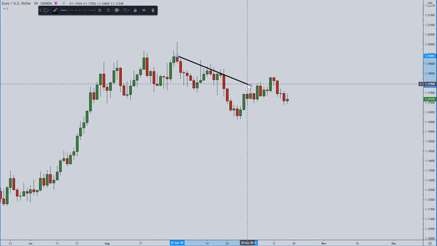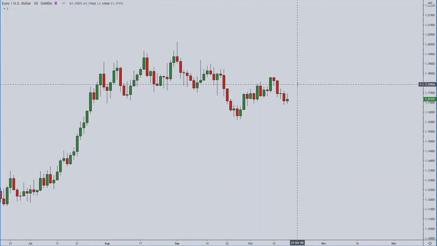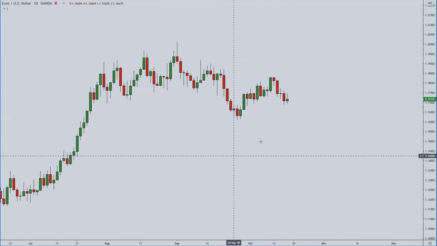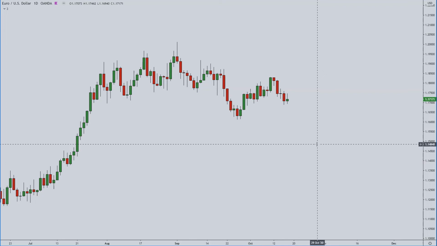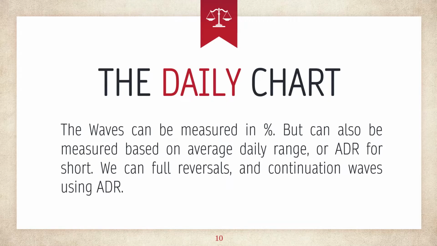We don't use trend lines, but it's important to understand that the AC has a purpose. They create trend lines, the same way the BD creates channel trend lines, right? The waves can be measured in percent, but they can also be measured based on average daily range, or ADR for short.